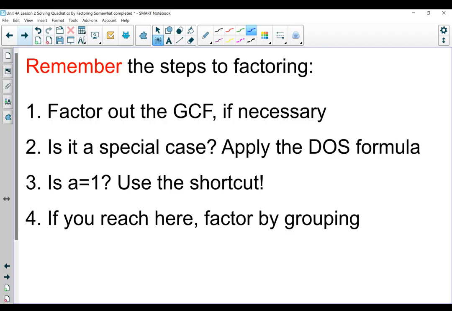We want to see, is it a special case? Can we apply the difference of squares? It'll be a lot quicker that way. Is A equal to 1? Can we use our shortcut? If we can't do any of those, then we have to rely on our factoring by grouping.